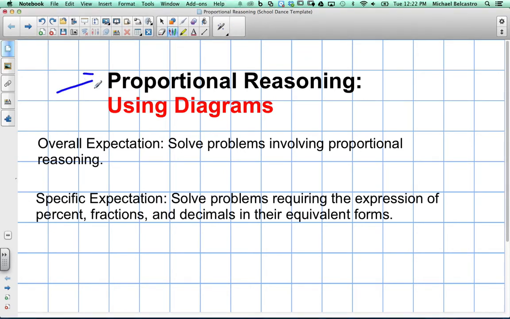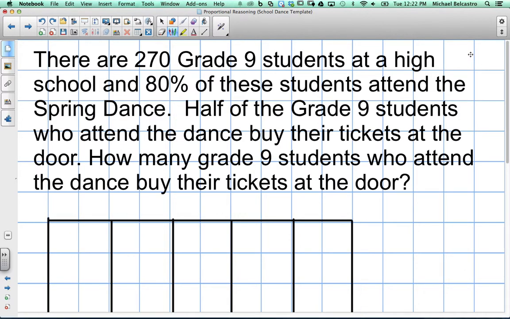We're going to be looking at proportional reasoning, and we're going to use diagrams and concrete materials to solve this question. The overall expectation is to solve problems involving proportional reasoning, and the specific expectation is to solve problems requiring the expression of percent, fractions, decimals, and equivalent forms. So here's our inquiry-based question.